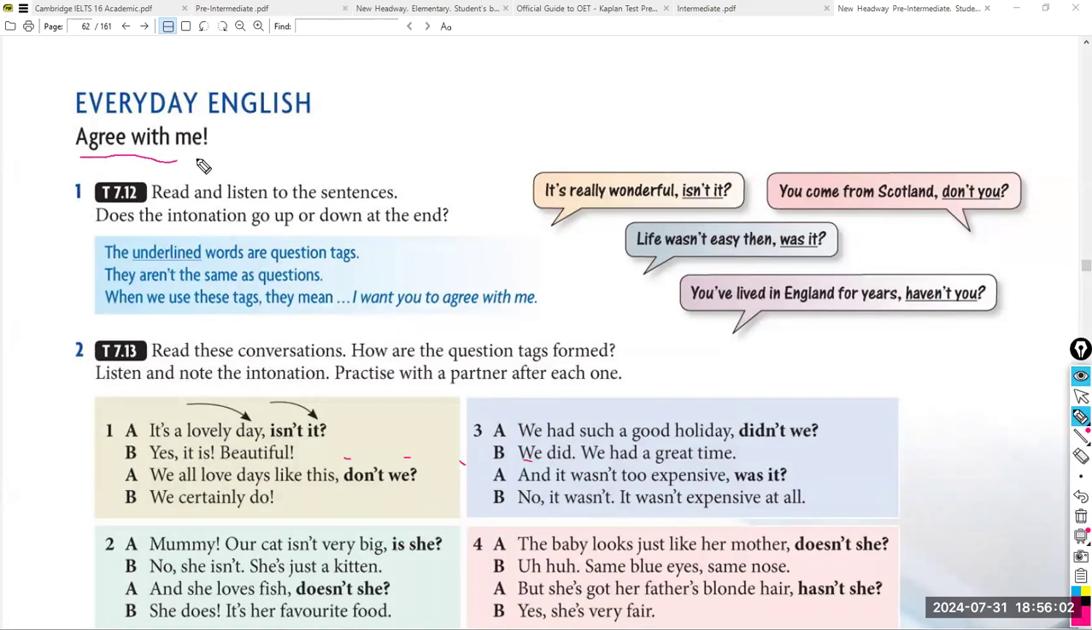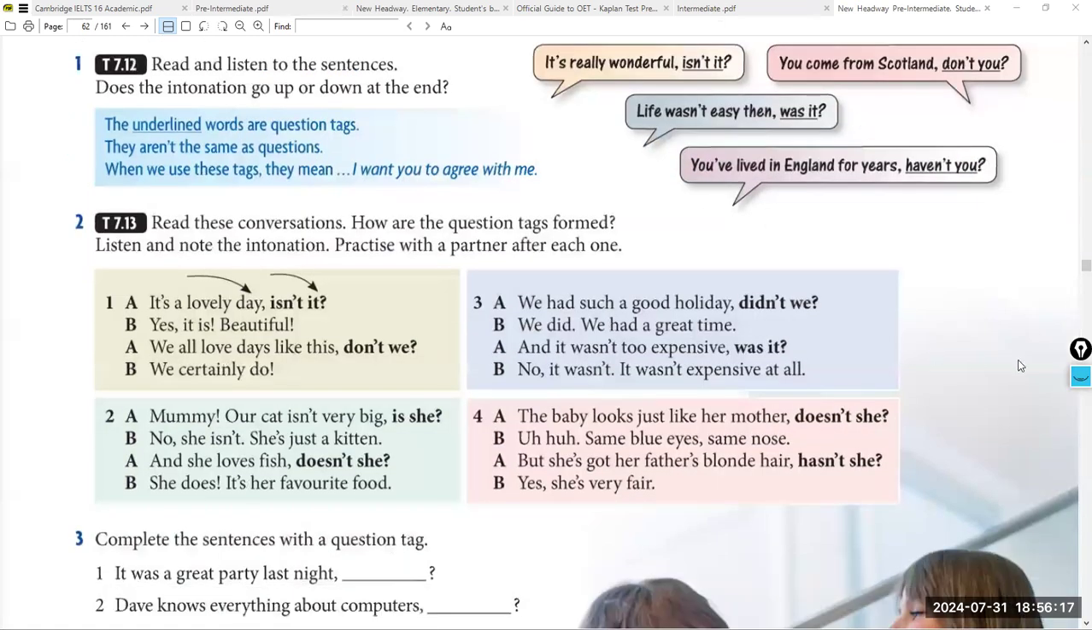Now agree with me, or maybe you don't agree with me. If you want to agree with me, or maybe you don't agree with me, you have to use the question tags. Now, what is the question tag? What do I mean by question tag? And how can I use the question tag? Let's take a look at these two examples. Let me explain the usage of the question tag, then we can discuss this page.